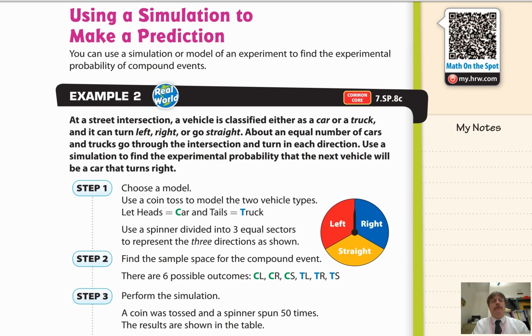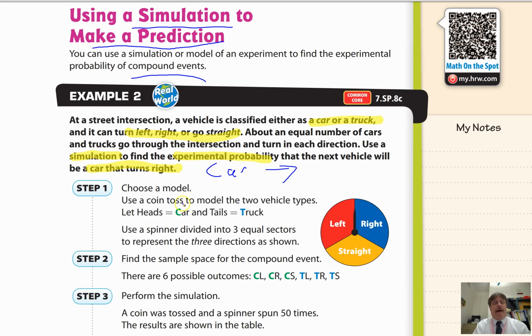In 12.2, we're going to look at using a simulation to make a prediction, and it's going to be a compound event this time, and we're going to be looking at a car or truck. So let's read this. At a street intersection, a vehicle is classified either as a car or truck. It can turn left, right, or go straight. About an equal number of cars and trucks go through the intersection and turn in each direction. Use a simulation to find the experimental probability that the next vehicle will be a car that turns to the right. So we're looking for a car that turns to the right, okay?